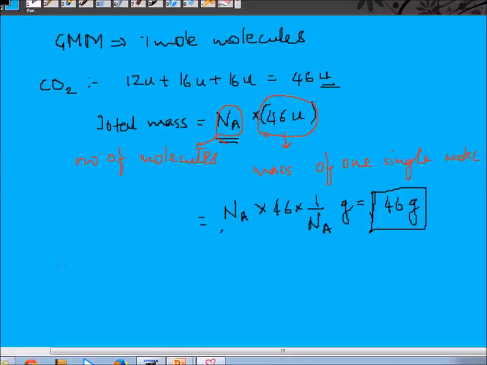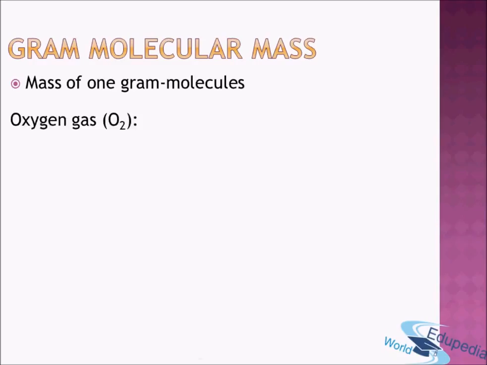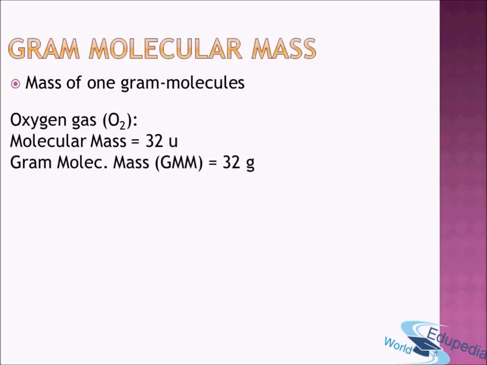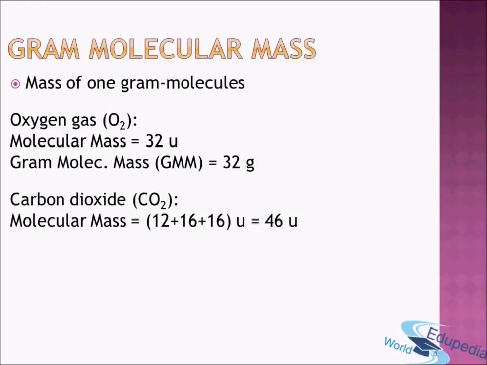Now let's see more such examples. Oxygen gas. We know oxygen gas is nothing but O2 molecules, formed by the combination of 2 single atoms of oxygen. So oxygen gas has a molecular mass of 32 U. Hence it will have a gram molecular mass of 32 grams. Similarly, carbon dioxide has a molecular mass of 44 U, so it has a gram molecular mass of 44 gram.